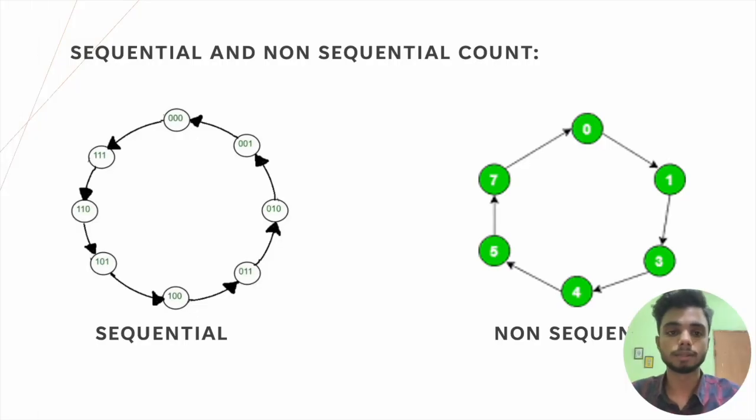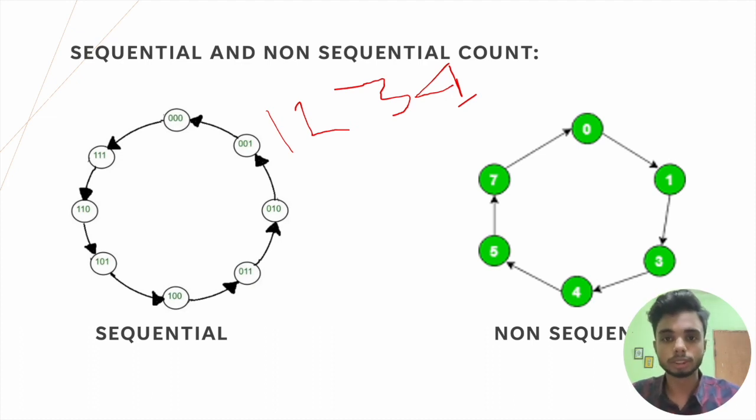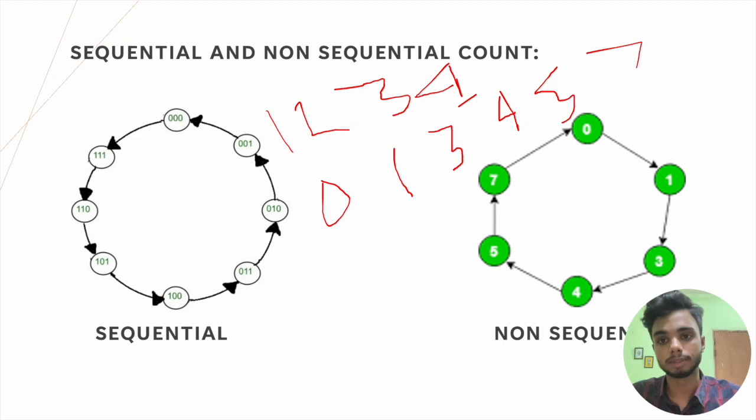Assalamualaikum, myself Jalal. Now I am going to discuss sequential and non-sequential count. Sequential count goes from one state to another sequentially, like 1, 2, 3, 4, like that. It maintains an order. And non-sequential doesn't maintain any kind of order. It goes randomly, like 0, 1, 3, 4, 5, 7.